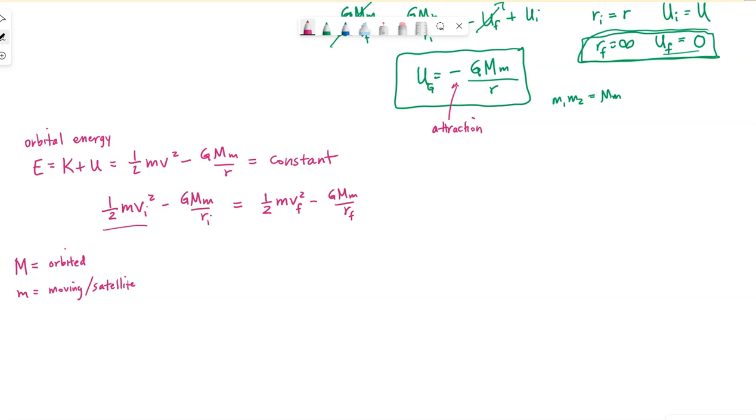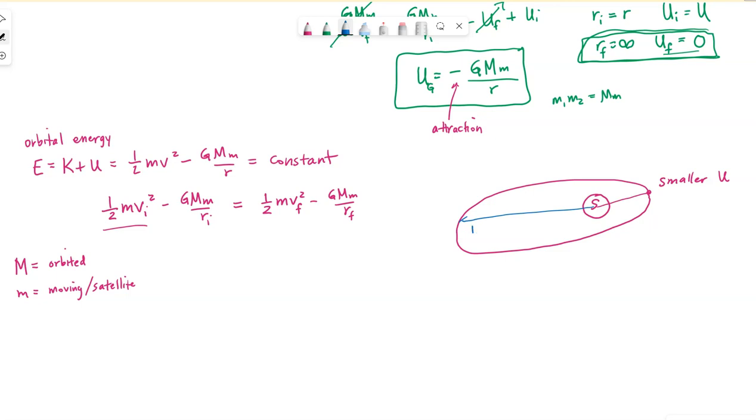Now, if we go back to what we were talking about with Kepler's laws, we said a planet, as it orbits the sun, orbits elliptically. Now, of course, this is highly exaggerated, but if we think in terms of energy, similar to before, the closer the planet is to the sun, the smaller the potential energy will be. The farther away, the bigger.